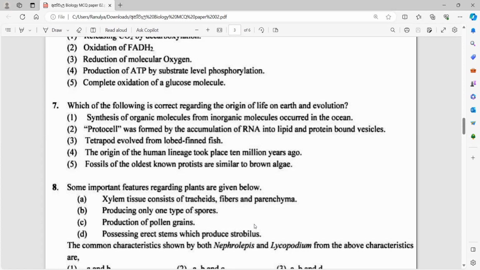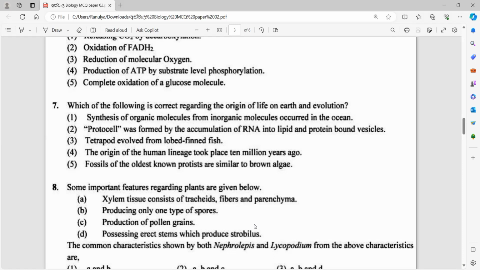These protocells exhibit enzyme catalyzed activities and they have the ability to grow, replicate and evolve. But here they have given protocell formed by accumulation of RNA into lipid and protein bound vesicles, right? It's the lipid bound vesicles, not protein. So that is also incorrect.